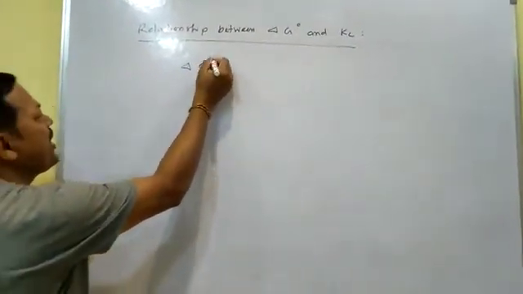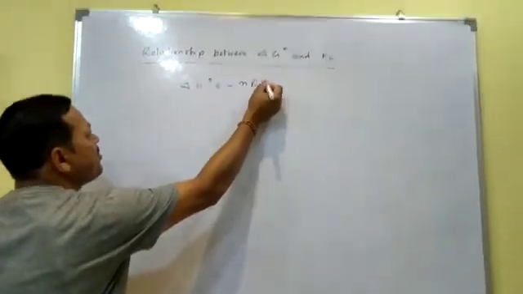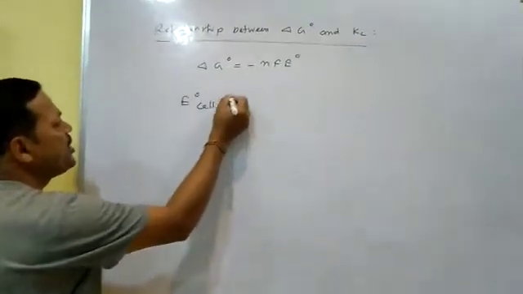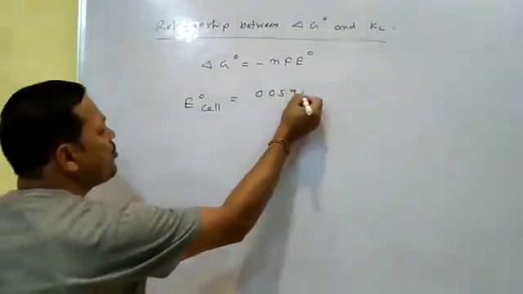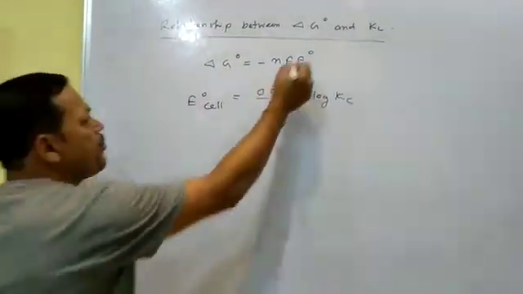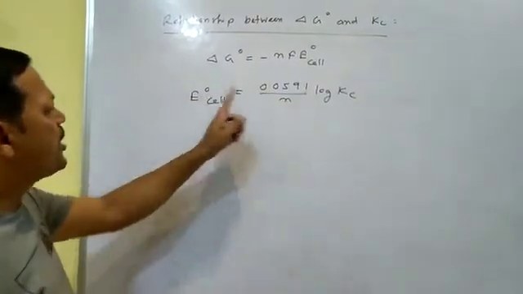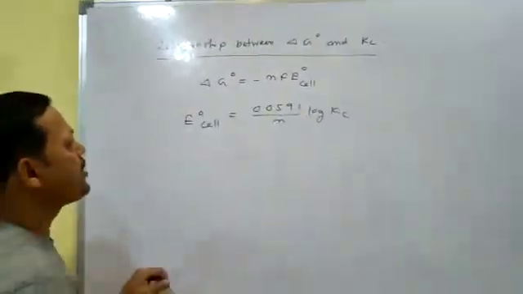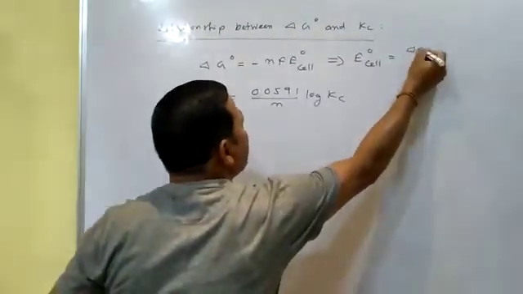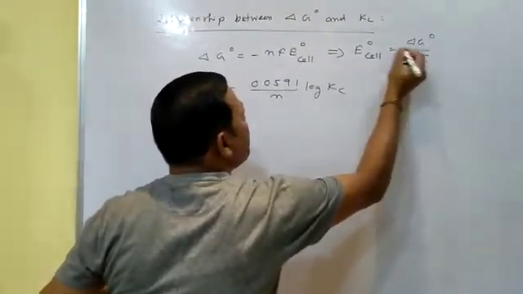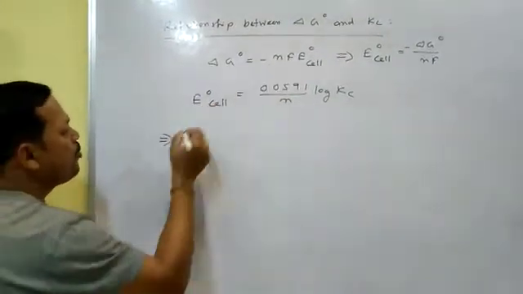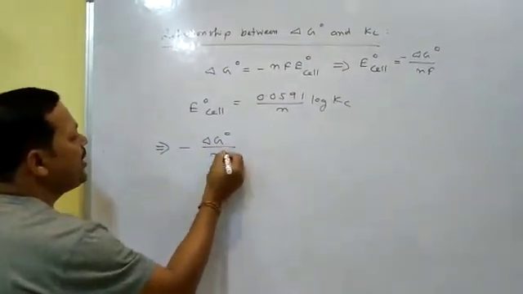Already you have got delta G naught is equal to minus nF E naught cell, and you have got E naught cell is equal to 0.0591 divided by n log of Kc. So this relation you already have. From this equation you can write E naught cell is equal to minus delta G naught by nF. So here for E naught cell I will put minus delta G naught by nF.